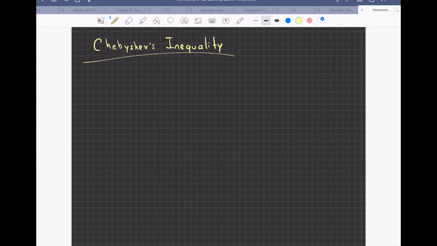Chebyshev's inequality. For any random variable x, with the expected value of x equal to mu and variance equal to sigma squared, then the next inequality is true.